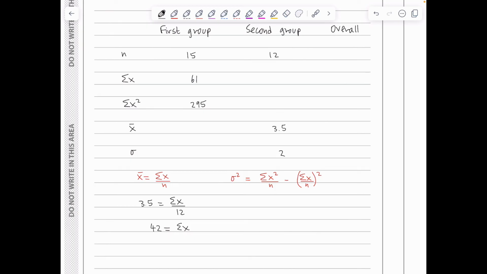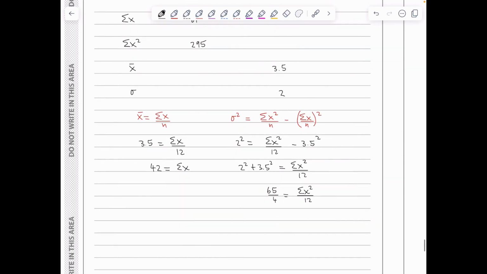And then we have been given that the standard deviation sigma is 2, so 2 squared is sigma x squared over 12 minus x bar, which was 3.5 squared, which means that 2 squared plus 3.5 squared is sigma x squared over 12. This leads to 65 over 4 is sigma x squared over 12, and I can cross multiply with 12 to arrive at 195 being the value of sigma x squared.